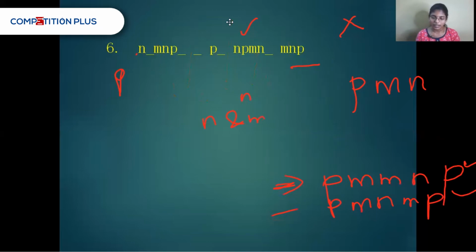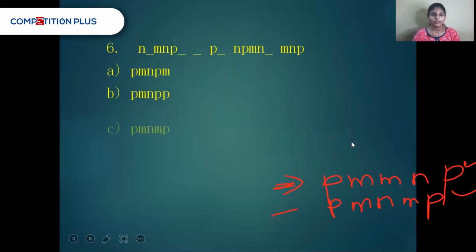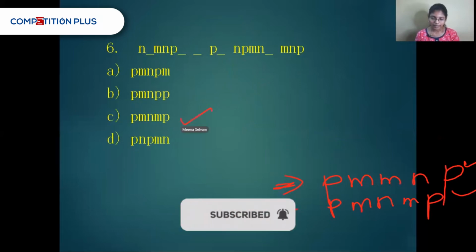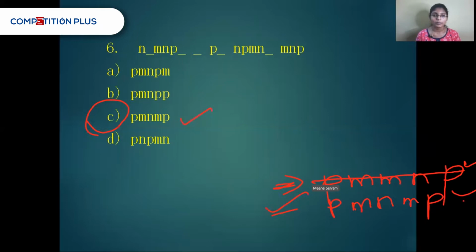Based on the options, you can confirm which is the right one. Let us check for the answer from the options. Yeah, all your options are here. As for PMNMP, that is option C, it is the correct one as we discussed. So option C is the correct one. Next question.